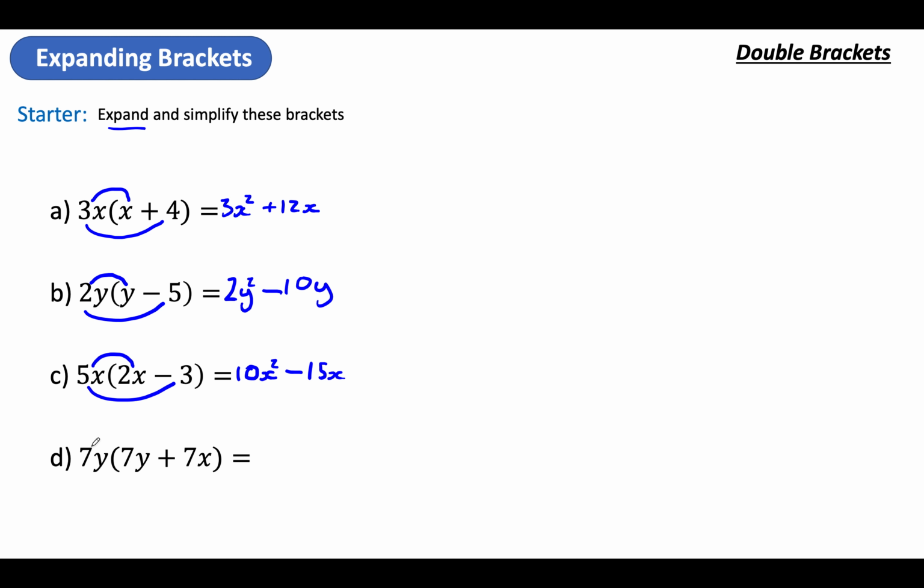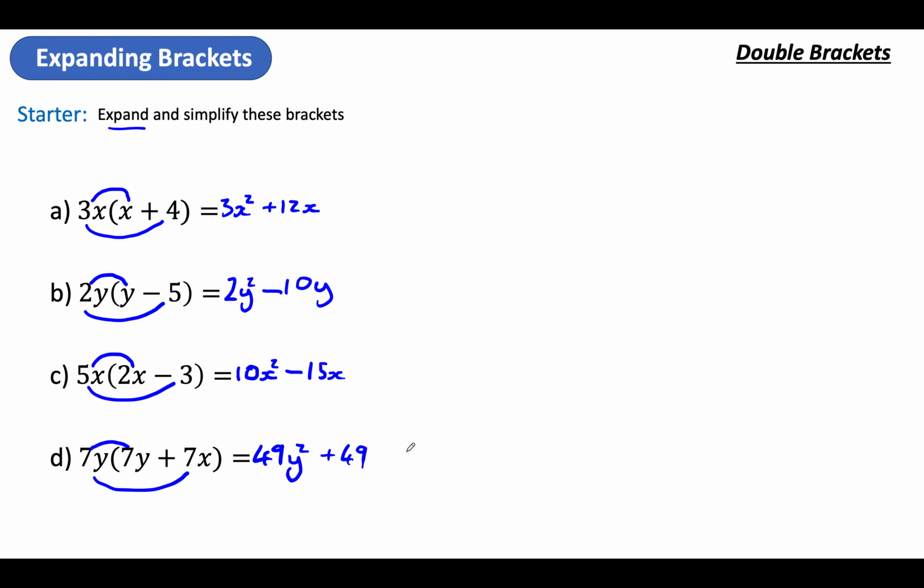And last one, 7y times by 7y. Well, 7 7s are 49. And y times y is y squared. And then I'm going to do 7y times 7x. Did you spot they were different, the x and the y? So we can't put y squared again. 7 times 7 is 49, and we've got y times by x.